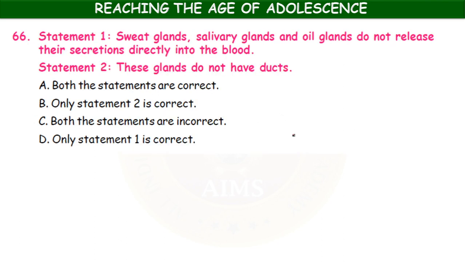The sweat glands, salivary glands and oil glands do not release their secretions directly into the blood. So these glands do not have ducts. So only statement 1 is correct, statement 2 is wrong. They have ducts.